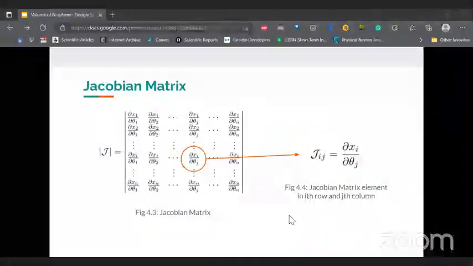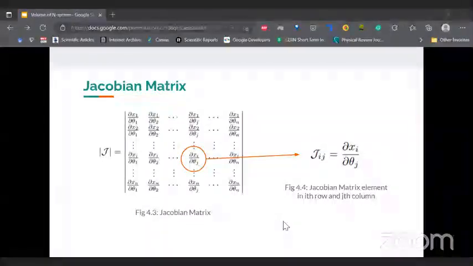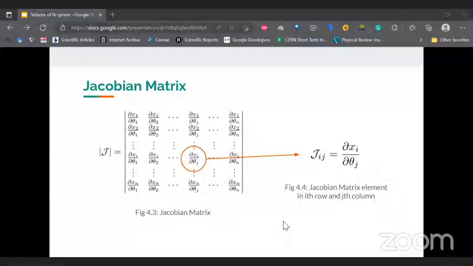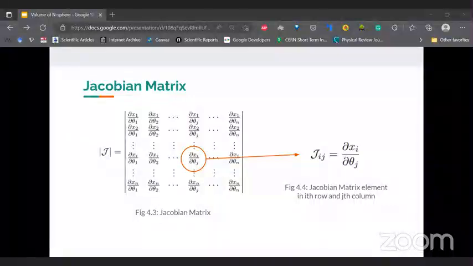So how do we actually compute the Jacobian? As you can see in figure 4.3, the determinant of this matrix will give you the Jacobian, and the element in the ith row, jth column is given by taking the partial derivative of xi with respect to theta j, where xi is nothing but the spherical coordinate transformation that we have already discussed.